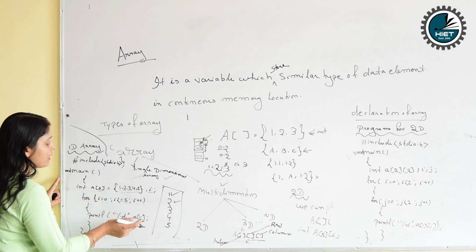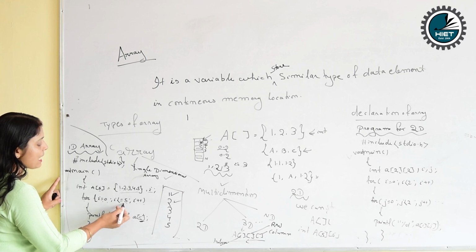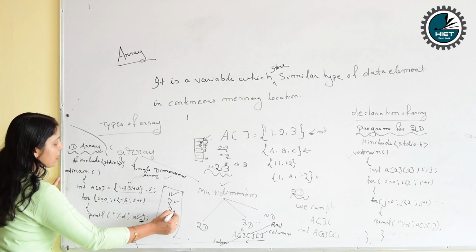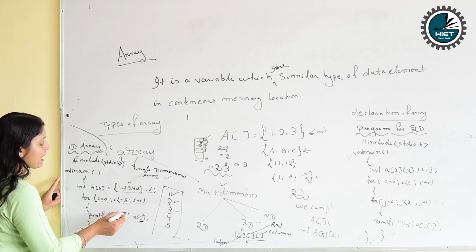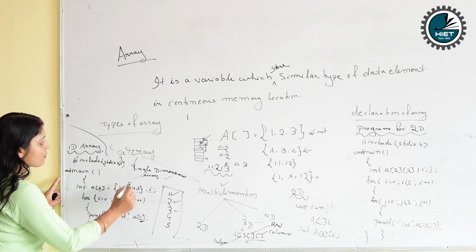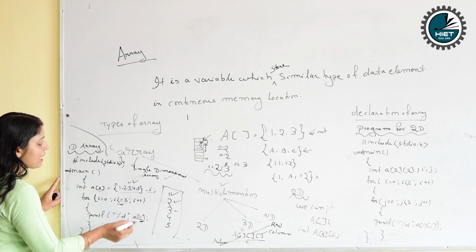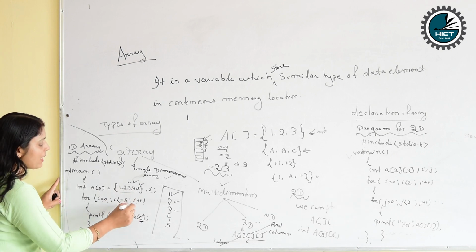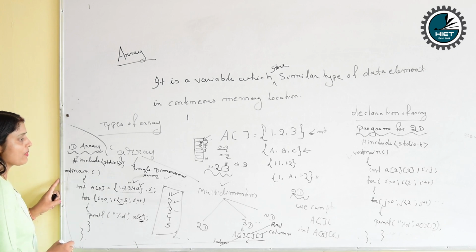Then it prints 2. Then i will be incremented and become 2, and it checks, yes i is less than 5. Then a of 2 is 3, that is printed here. Then again i will be incremented, it checks the condition, yes it is satisfying, and it prints 4. Again i is incremented, it checks the condition, and it prints 5. After that i exceeds the value and the condition is not satisfied, so it comes out of the loop. This is a single dimensional array.